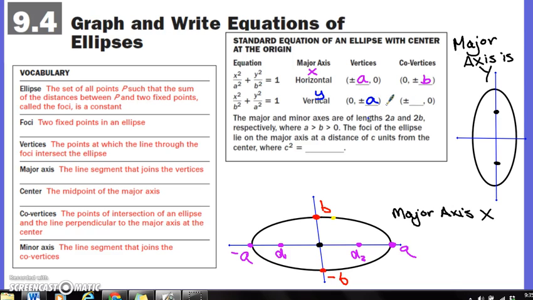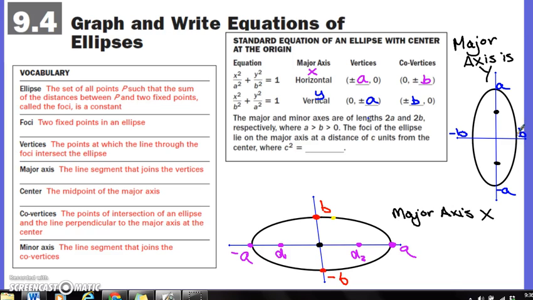Again, a is the larger of the axes, and then this will be b. So here, a is y, so this will be plus or minus a. This is major, and this will be plus or minus b. All right, so that's kind of what it looks like.